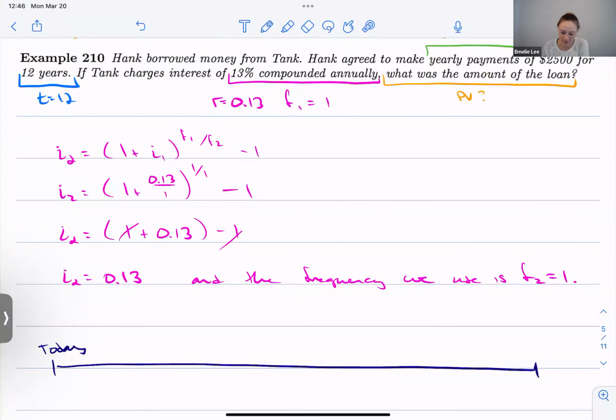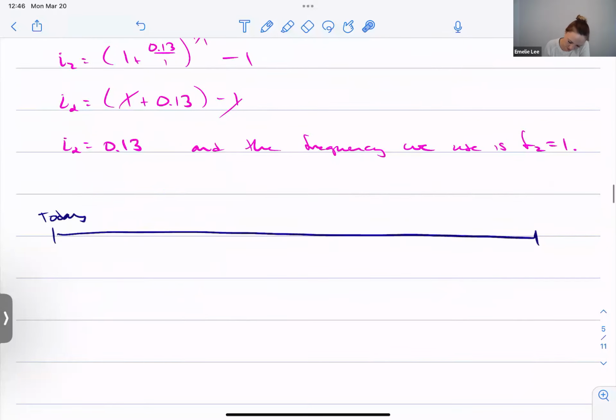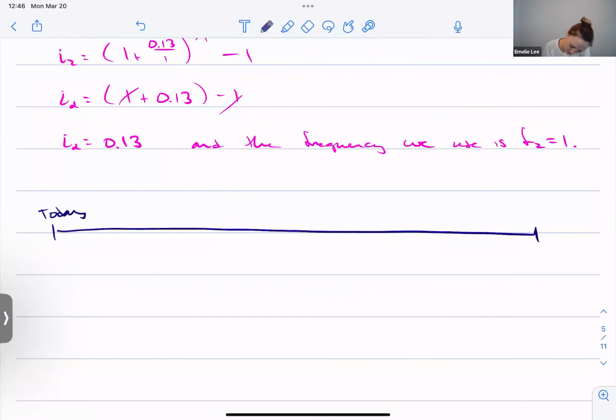Hank borrowed money from Tank today. And Hank agreed to make yearly payments of $2,500 for 12 years. So for 12 years, he's going to make payments. So 1 year from now, 2 years from now, remember the first two and then the second to last one is what I want as additional ticks on here. So 11 years.